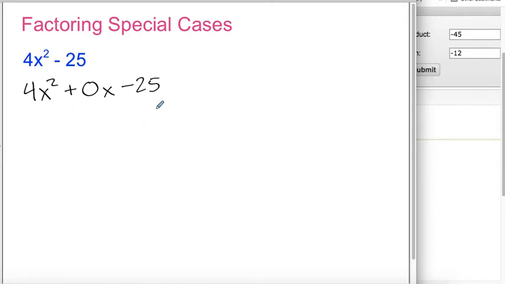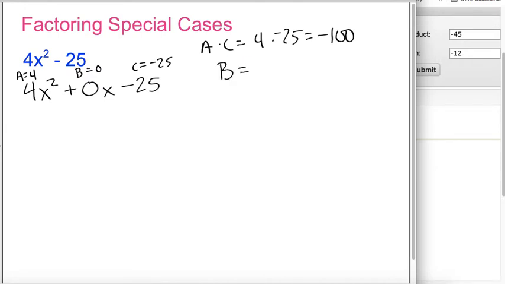So I like to just rewrite it as though it's a trinomial. And then the factoring works the same as it has the rest of the time. So I have an a value of 4, a b value of 0, and a c value of negative 25. So my product of a times c is going to be 4 times negative 25. So my product is negative 100. My sum is a 0.